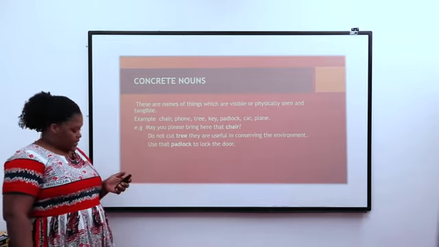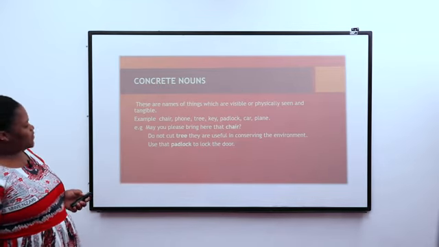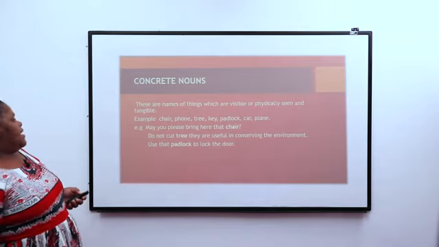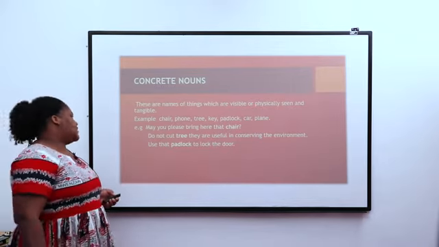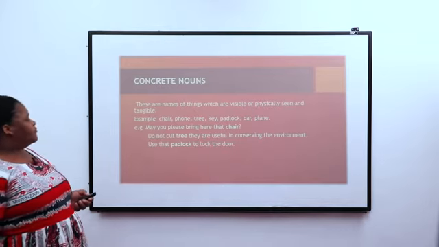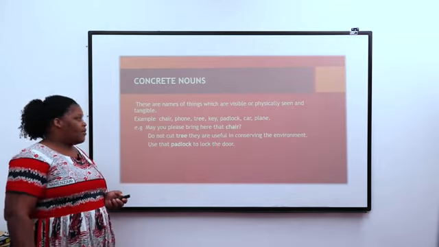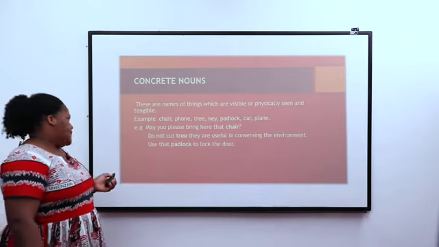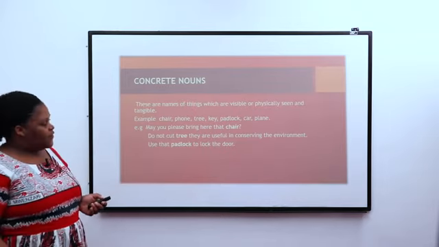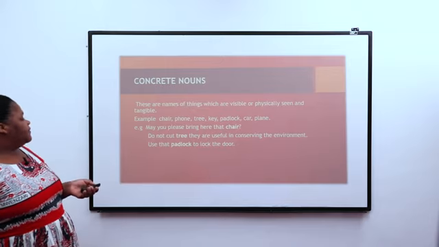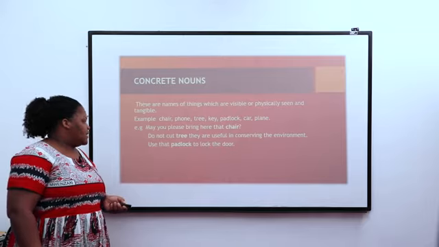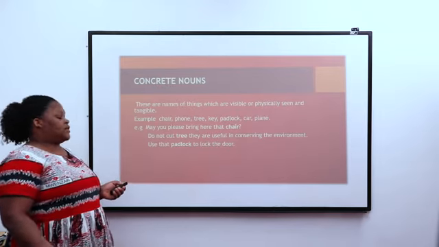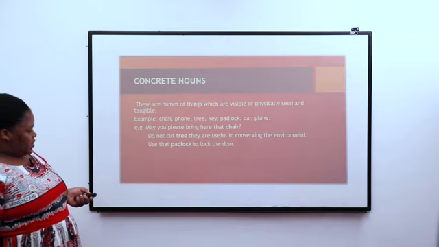Next type is the concrete noun. These are names of things which are visible, things that we can see, physically seen and tangible. You can touch them. For instance, chair, a phone, tree, a key, a padlock, a car, a plane. All these can be seen and you can touch them. May you please bring here that chair. This is an example of a sentence which contains a concrete noun in it. Do not cut the trees. They are useful in conserving the environment. Trees is a concrete noun. Use that padlock to lock the door.